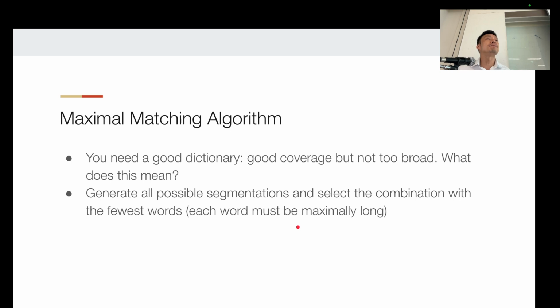All you need is a dictionary, which means a list of words. How do we get that? How do we get a list of words? Say for Thai, where would you get that?